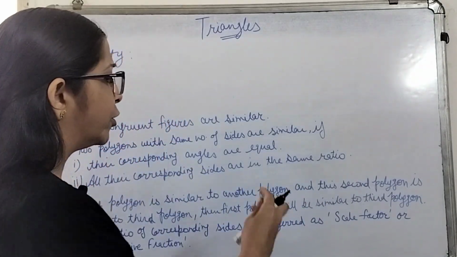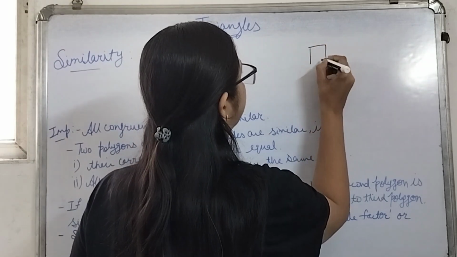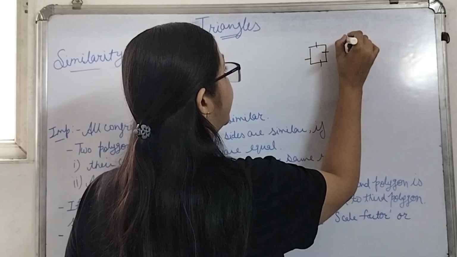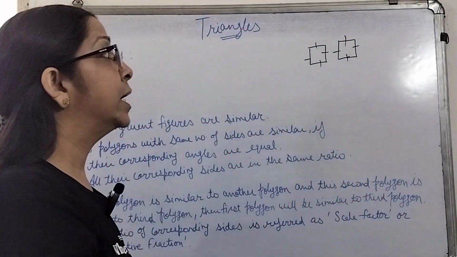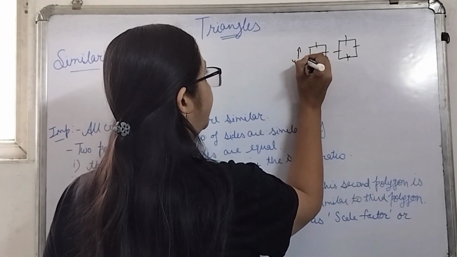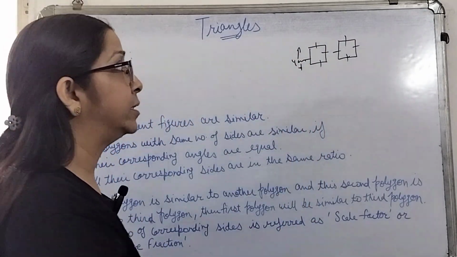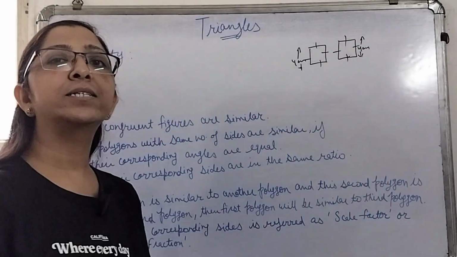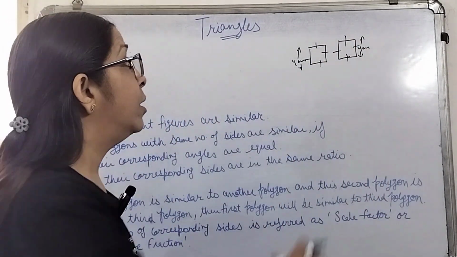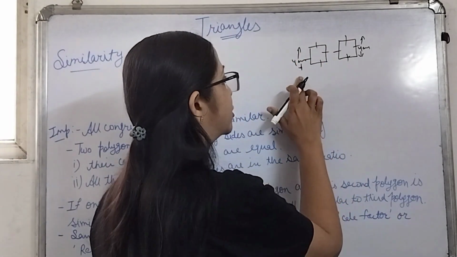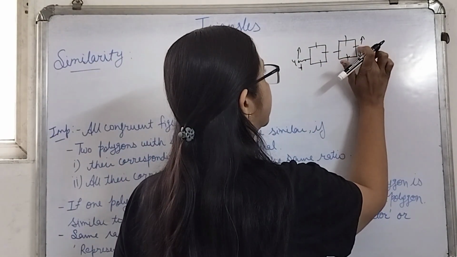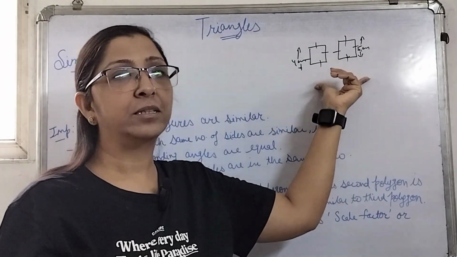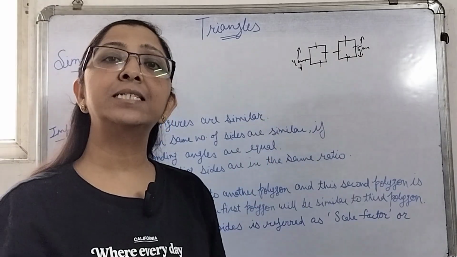Now suppose we are taking a square and we are comparing it with another square. If the sides of both squares are the same, if the side of this square is 4 centimeter and the side of this square is also 4 centimeter, then the two squares are said to be congruent. But if the side of one square is 4 and the side of another square is, suppose, 5 centimeter, then these two figures will be similar. They won't be congruent. They will be similar in shape.